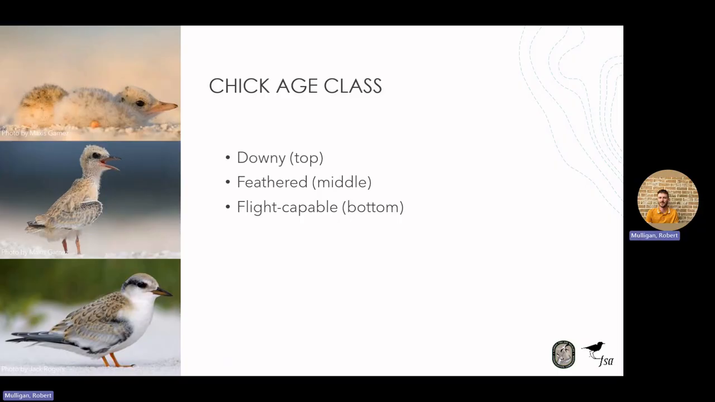Flight-capable chicks are capable of flight. About 3 to 4 weeks after hatching, they have learned to fly and can fly in short bursts. As soon as they're able to do this, we count them as flight capable. These chicks are almost always the same size as the adult.